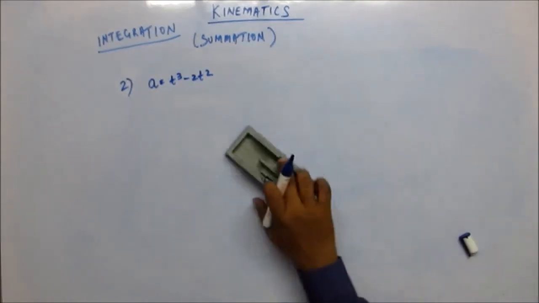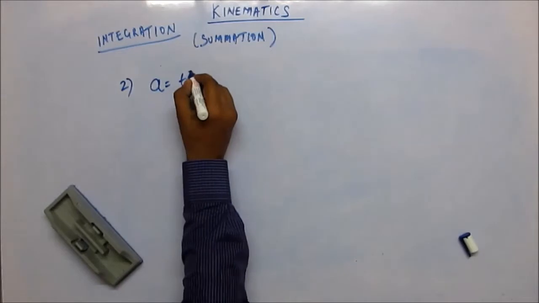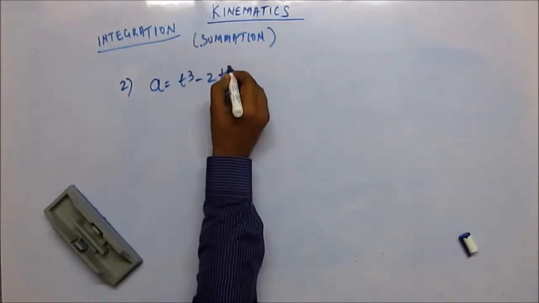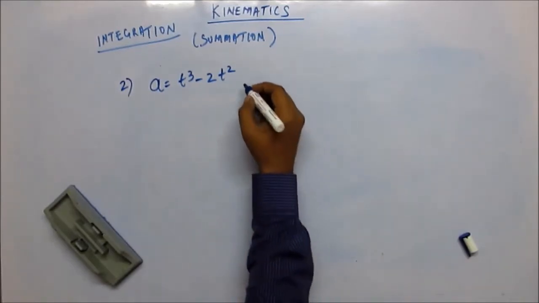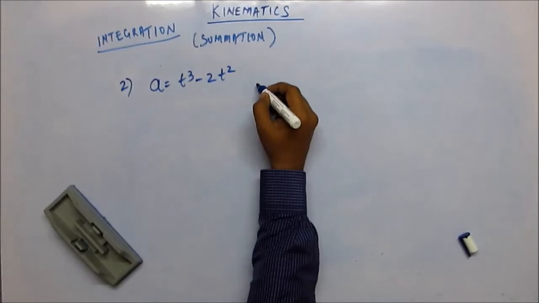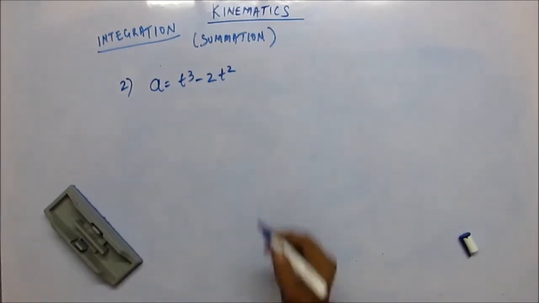Suppose we have something like this: acceleration is equal to t cube minus 2t square. Now, suppose you have been asked when velocity will be equal to 0. You have to find that instant of time at which velocity is 0.